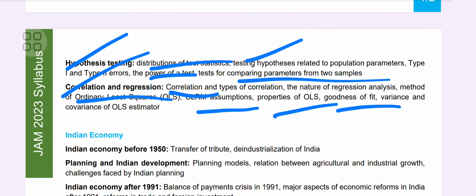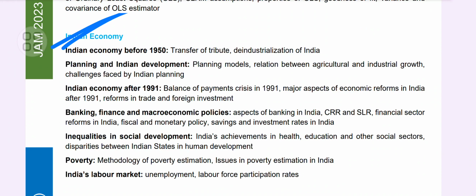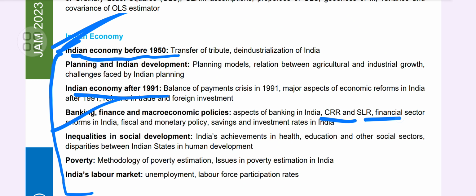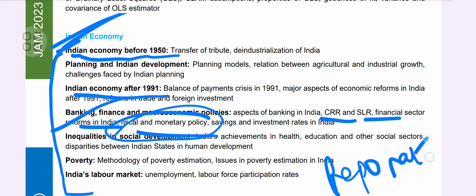Indian economy, the very very important part, I must tell, one should practice this regularly to complete the syllabus and the whole thing, whichever it is, whether it is Indian economy before 1950, after 1950, banking and finance, CRR, SLR, financial sector, fiscal monetary policy, the very important thing, the repo rate, the reverse repo rate and everything, poverty, India's labor market, whether it is unemployment, labor force participation, everything one needs to understand for understanding the Indian economy and completing the syllabus for IIT JAM economics.